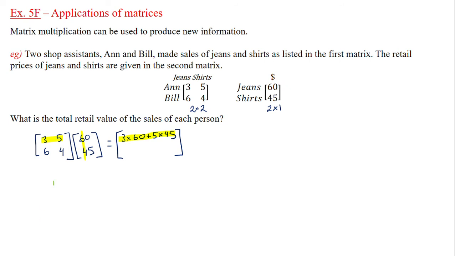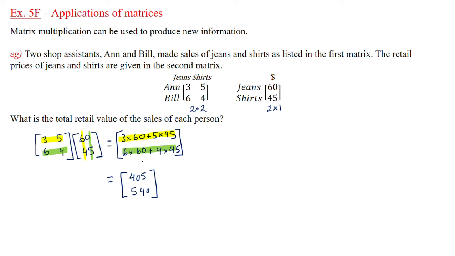Repeating for the second row and still the first column, to give us a solution in the second row, first column of our solution matrix. We get 6 times 60 plus 4 times 45. And of course, all that's left now is to simplify. You can do this on your calculator or in your head if you really like. We get 405 on the top row and 540 on the bottom when we simplify each of these.